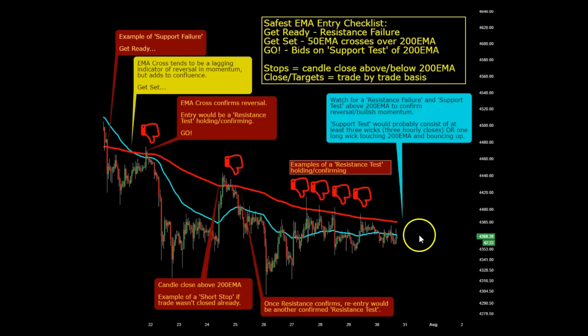So before this concluded, what I was looking for the long would be a resistance failure, support test above 200, which never happened. And I said a support test would probably consist of at least 3 wicks or 1 long wick. You can see we get the 3 here, we get 4. So this is a pretty convincing example of your short is good. These are your short entries.